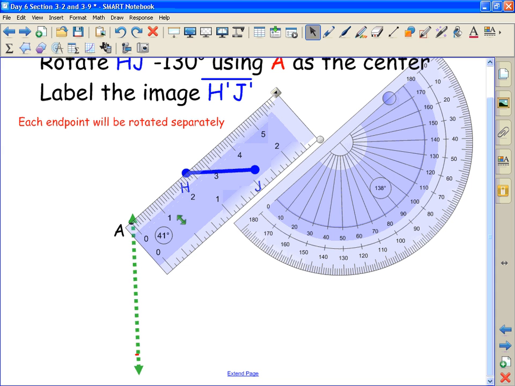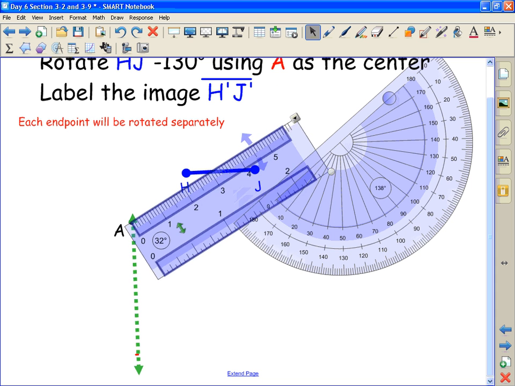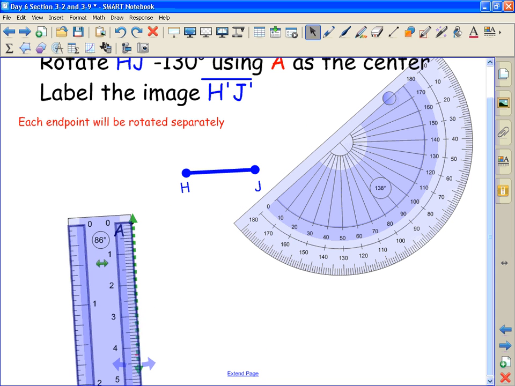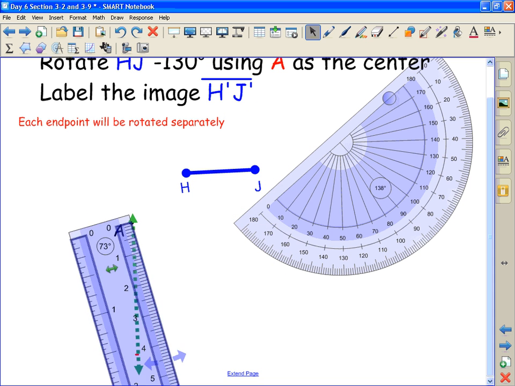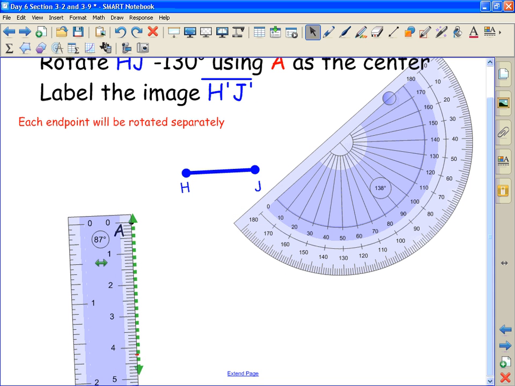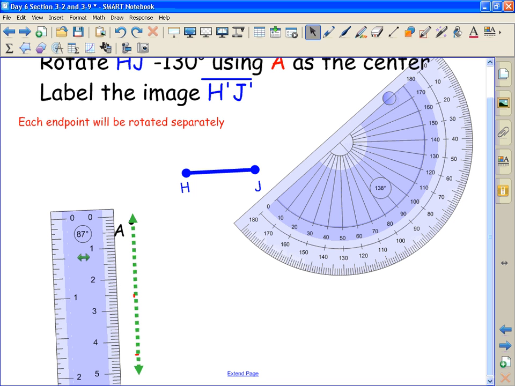Now what I'm going to do is turn my ruler and find the point on the green dotted line that I just drew that is 2.3 centimeters away. When I do that, I'm going to make a dot there. That is my rotated point, H primed.